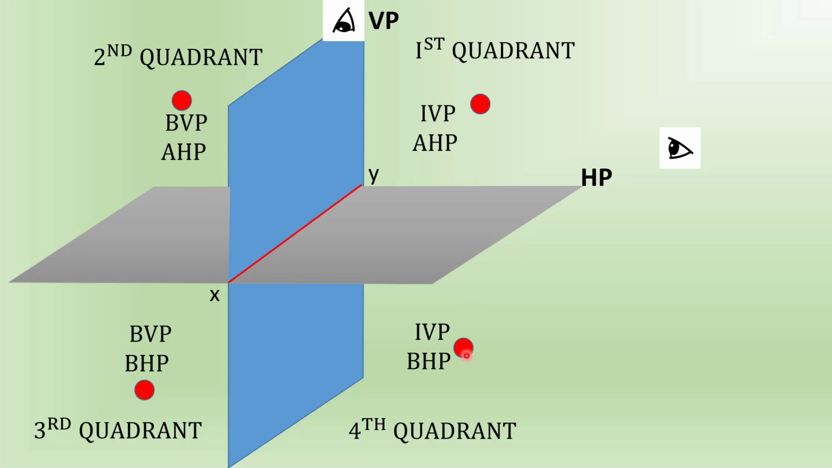So in front of VP and above HP means the point lies in the first quadrant. Behind VP and above HP means the point lies in the second quadrant. Behind VP and below HP means the point lies in the third quadrant. And in front of VP and below HP means the point lies in the fourth quadrant.